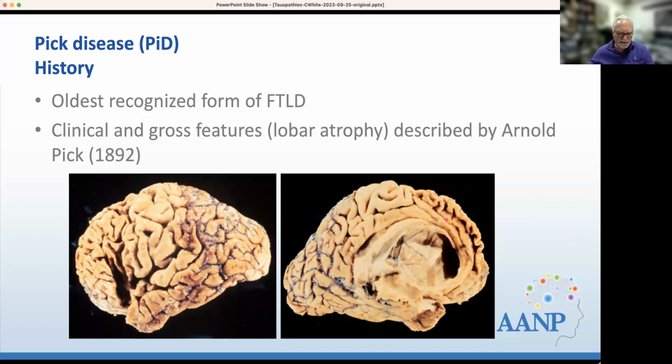lobar atrophy. And it's illustrated here in this case of Pick disease in the lateral view by these really narrow gyri and widened sulci in the frontotemporal regions, and also emphasized on this medial surface of the brain, illustrating the predominant frontal and inferior temporal atrophy. This is often referred to as knife edge gyri because of the extreme atrophy of the gyral folds.